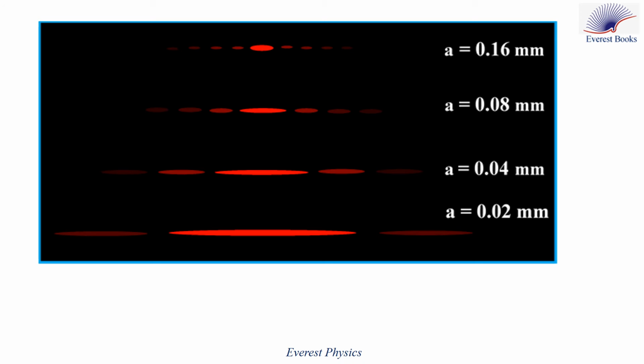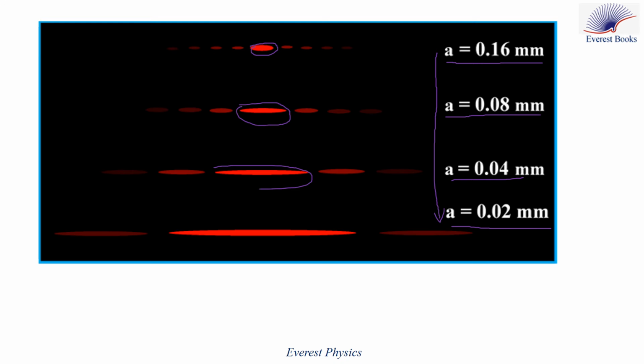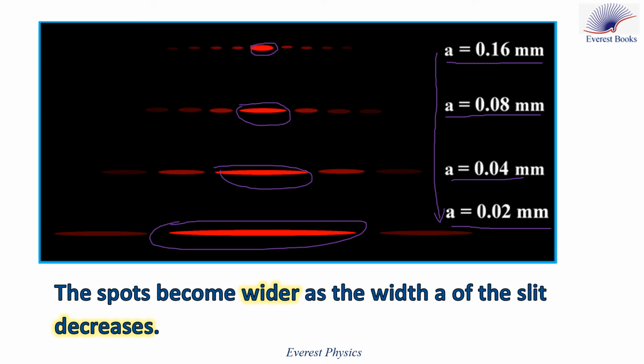This figure shows the spots corresponding to thin slits having different widths. In the first case, the width of the slit is a equals 0.16 millimeters. In the second case, a equals 0.08 millimeters, and so on. In the last case, a equals 0.02 millimeters. We observe that as a decreases, the width of the spots increases. So we can conclude that the spots become wider as the width a of the slit decreases.